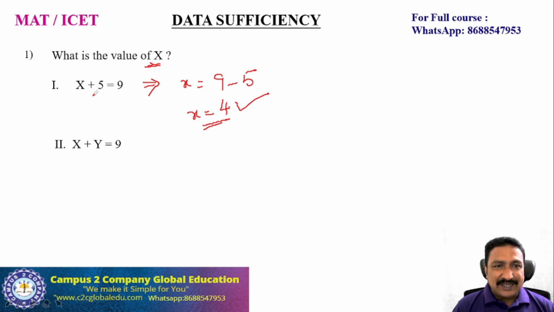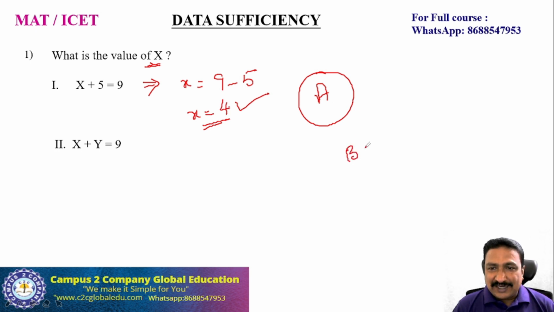Whenever you are getting the answer from the first statement, we have to keep the answer as choice A. So for this question, the answer is choice A. That means we are getting the answer from the first statement alone. Once we are getting the answer from the first statement alone, we should not go for the second statement.